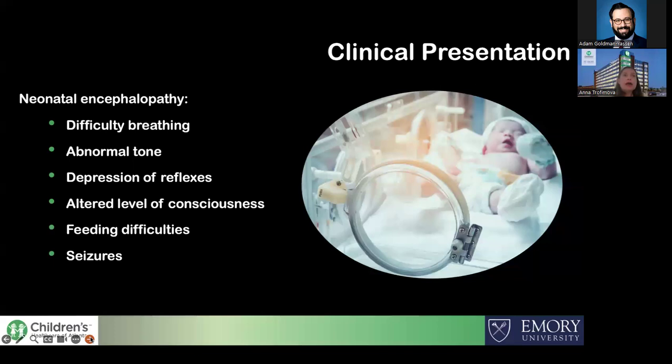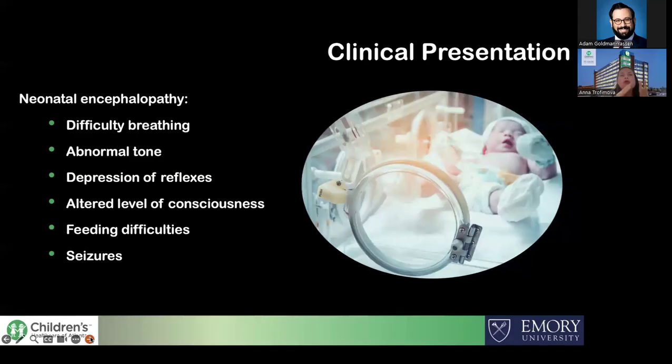Another thing that's important to keep in mind is that in the neonatal period, acute neurological processes are often going to present with the clinical combination of symptoms known as neonatal encephalopathy, which represents a variety of different clinical signs and symptoms, which commonly include difficulty breathing and abnormal tone. It may include depression of reflexes, feeding difficulties, and seizures, which is a very common presentation in this period.